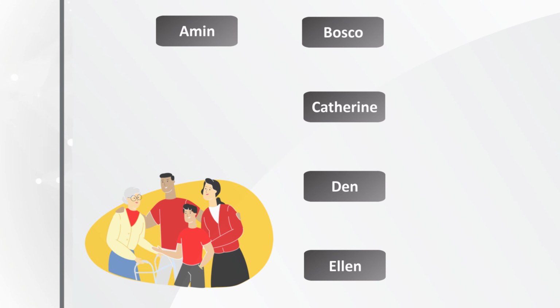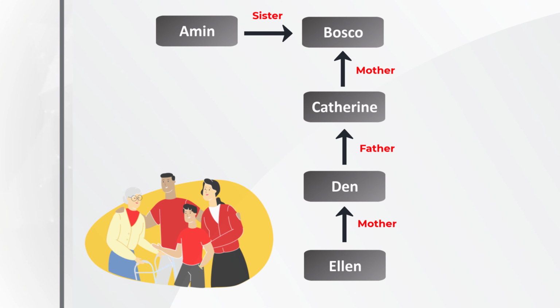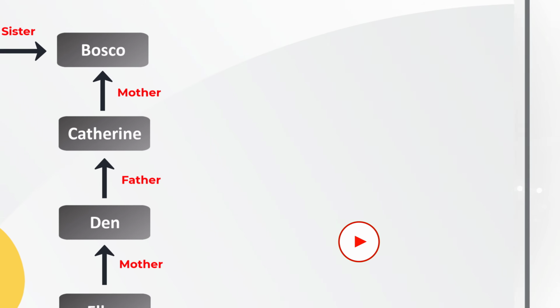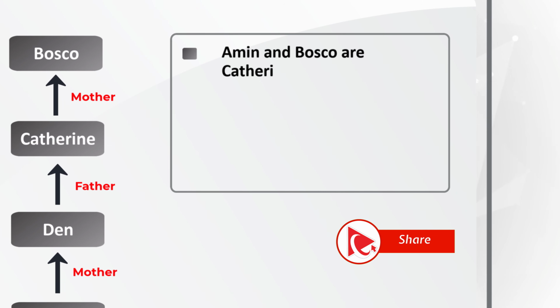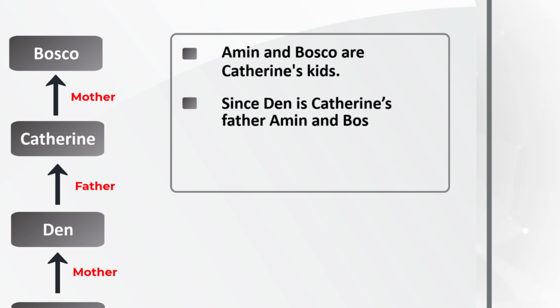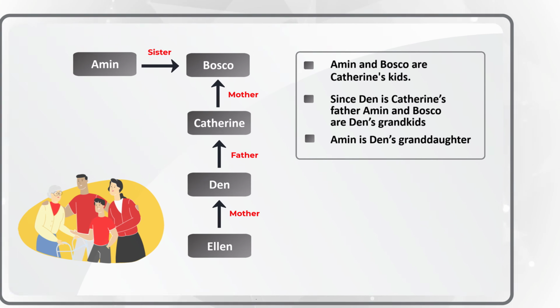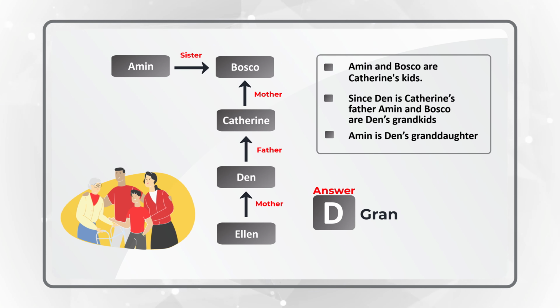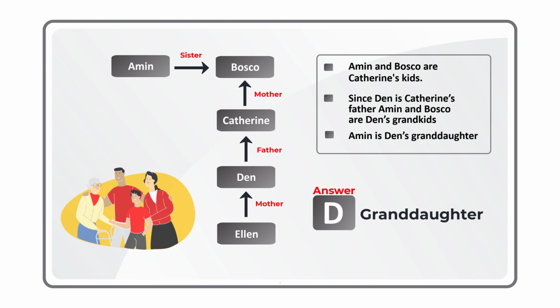Let's do it one step at a time. Amin is Baska's sister. Catherine is Baska's mother. Dan is Catherine's father. And Alan is Dan's mother. Now let's look at the conclusions we can draw from this diagram. Amin and Baska are Catherine's children. Since Dan is Catherine's father, Amin and Baska are Dan's grandkids, which means that Amin is Dan's granddaughter. So the correct choice here is choice D, granddaughter. Hopefully you've nailed this question and now know how to diagram and solve similar problems on the test.